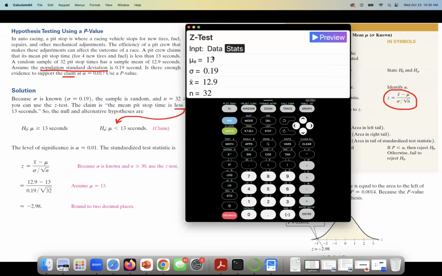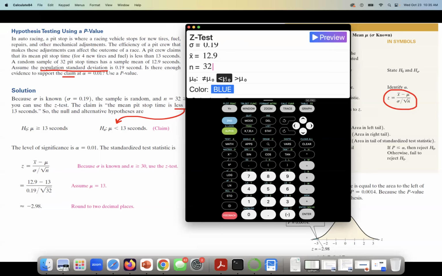Population mean is 13. Population standard deviation is 0.19. X bar is the sample mean, 12.9, basically what we calculated in the question. And N, you have 32 in your sample.